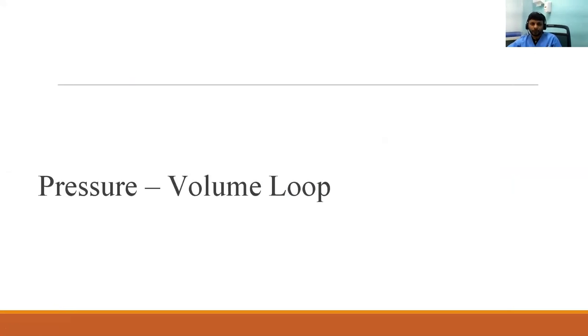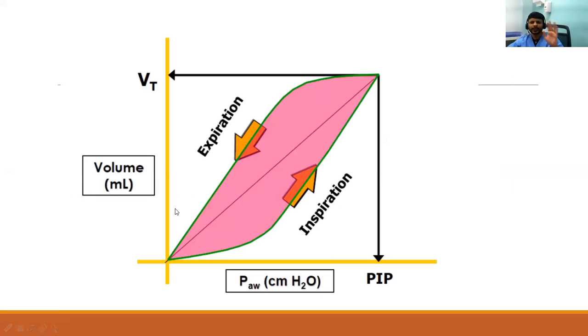The second form of loop that I'm going to talk about is the pressure volume loop. Okay, this is how the normal pressure volume loop should look like. On the y-axis, we have the volume. On the x-axis, we have the pressures. So with each pressure, we know the pressure is increasing into the lung, and thereby the volume that is going into the lung is also increasing.